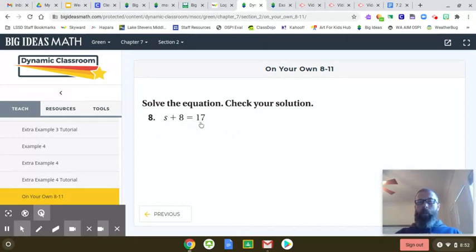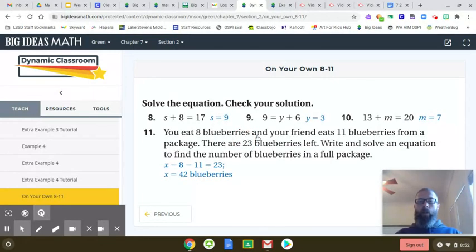So S plus 8 equals 17. So I need to subtract 8, minus 8 minus 8, and I end up with S equals 9. Here we have to subtract 6, minus 6 minus 6, and 9 minus 6 is 3, so y equals 3. Here I need to subtract 13 because this is positive 13. Okay, so minus 13 leaves me with m equals 7.